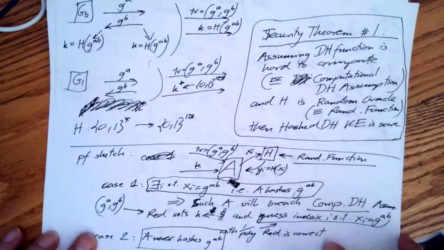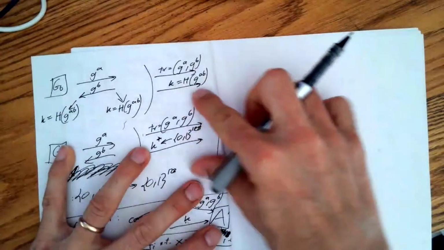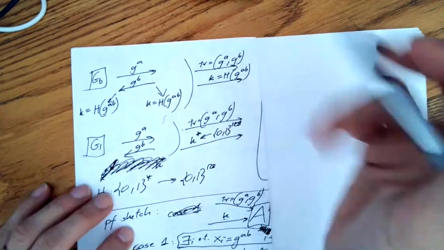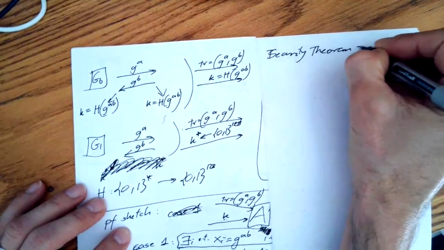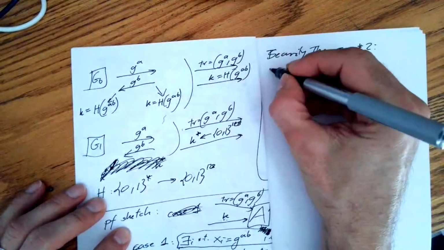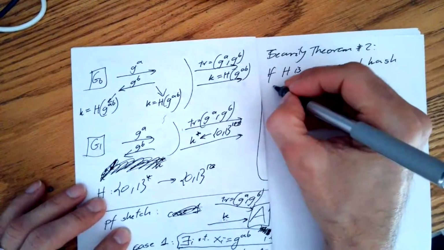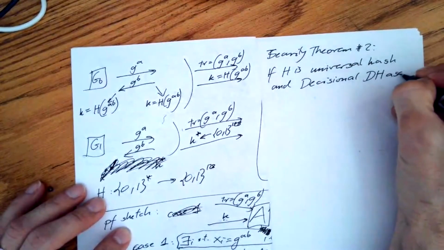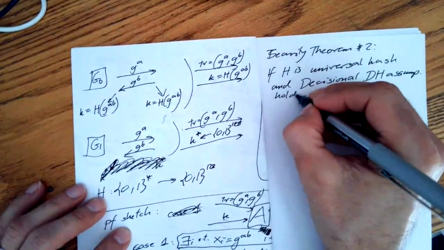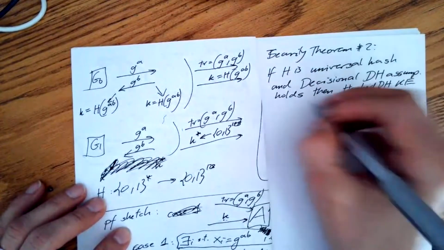You can avoid this random oracle model if you instead, so it's the same protocol, but now you say, security theorem number 2, if H is a universal hash and the so-called decisional Diffie-Hellman assumption holds, then the hashed DH key exchange is secure.